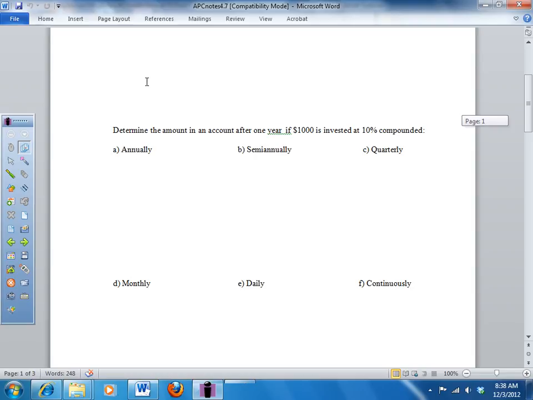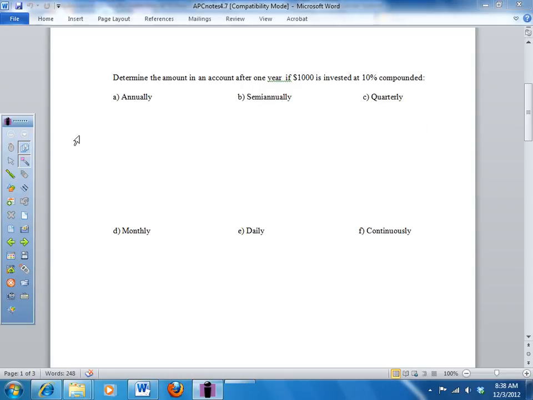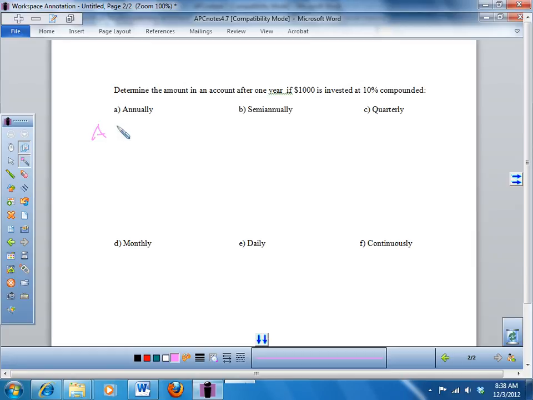That's okay. Determine the amount after 1 year if $1,000, okay, so all you have to do is put in A, but it's easy. A equals, it gets a little trickier, but not much. $1,000 at 10%, so it's 0.10 divided by 1. It's compounded annually, right? So that's 1 time per 1 year, okay? And if you do that, I believe that you get $1,100, right?